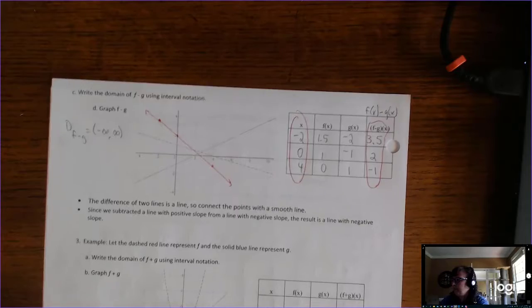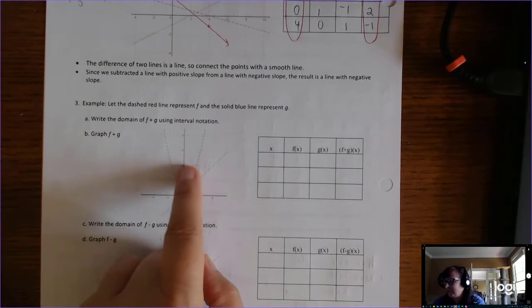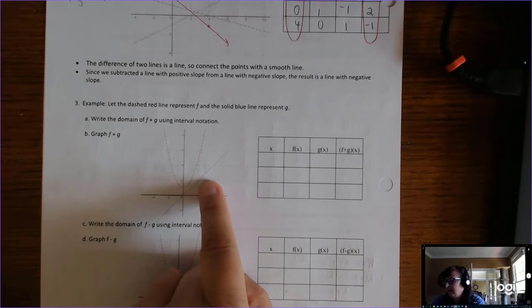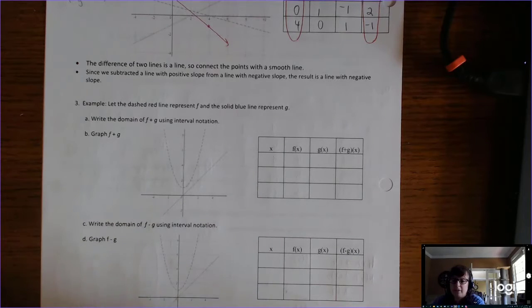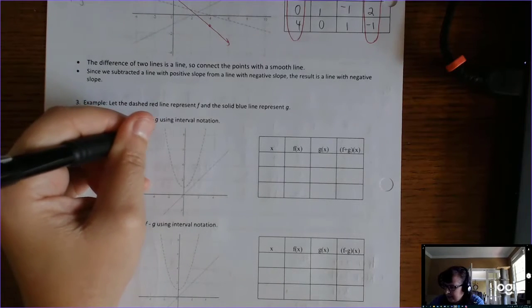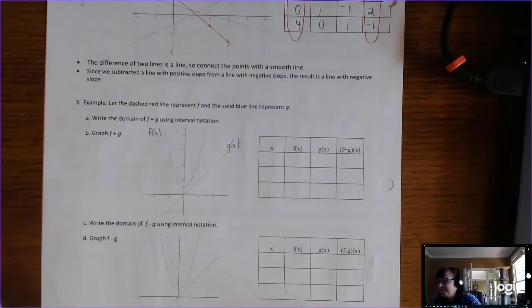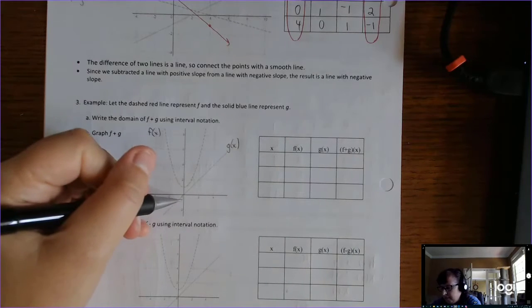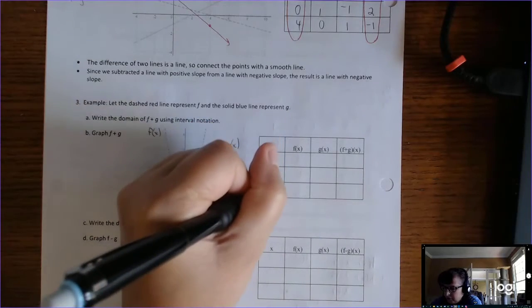Okay, so what happens when you have a quadratic? So that's an x squared and a line. Okay, so these have two different degrees. They're different types of functions. All right, well, you can do the same thing. Again, we want to let the little dashed line be f of x and the solid line be g of x, and you can pick more than 3 points if you want. I'm just going to pick 3: a negative, a 0, and a positive. So I'll pick negative 2, 0, and 2.